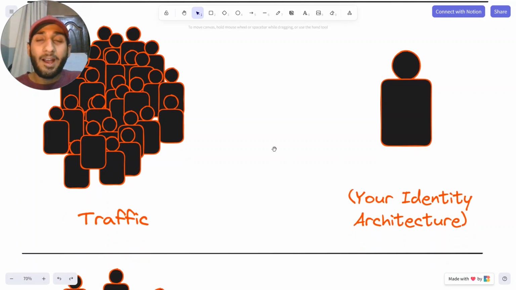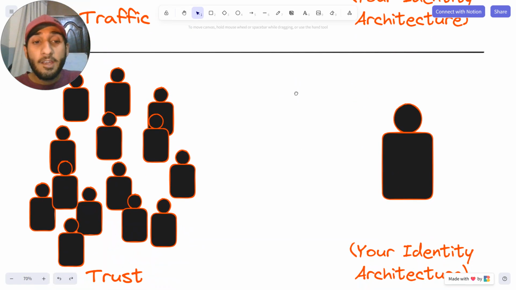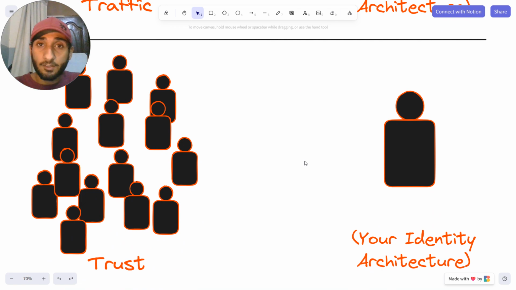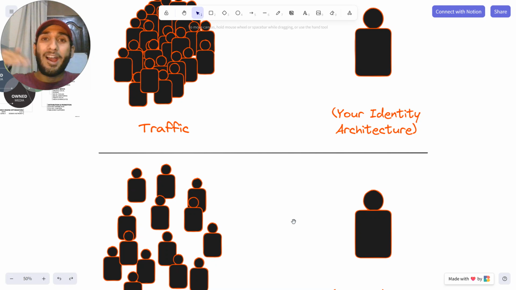And after all of that traffic, if the identity architecture has certain things, it is going to build more trust. What happens if your identity architecture isn't placed so well? If there is a lot of traffic and you are not building the trust, the people would just run away. That happens majorly.